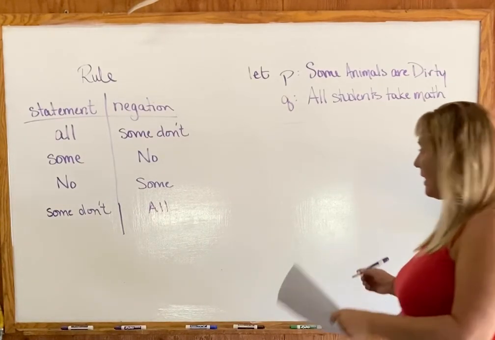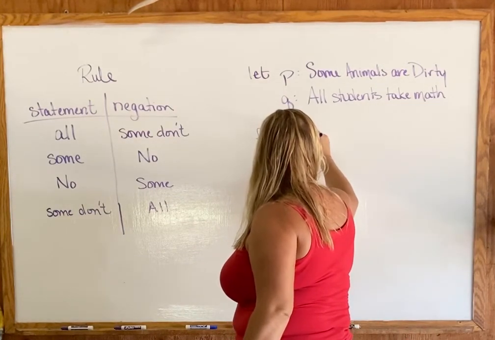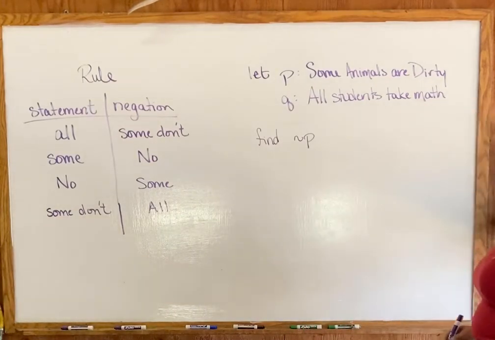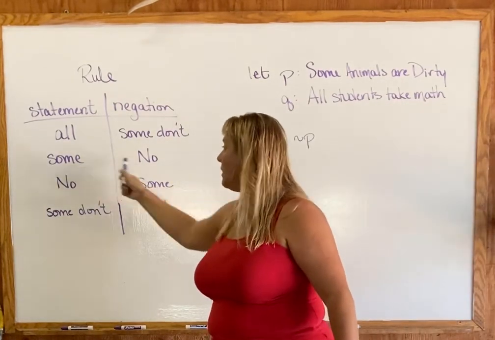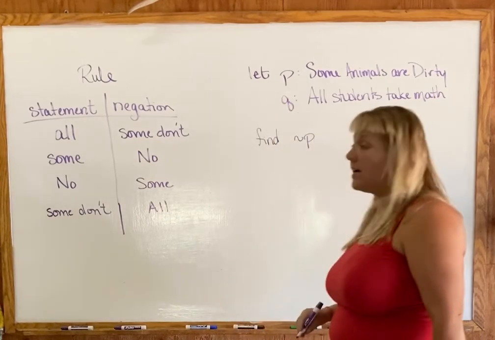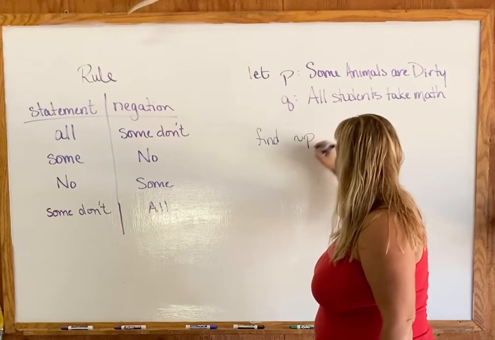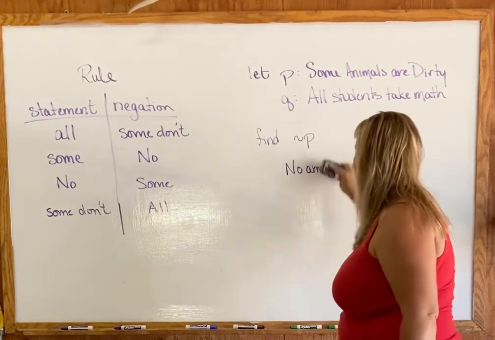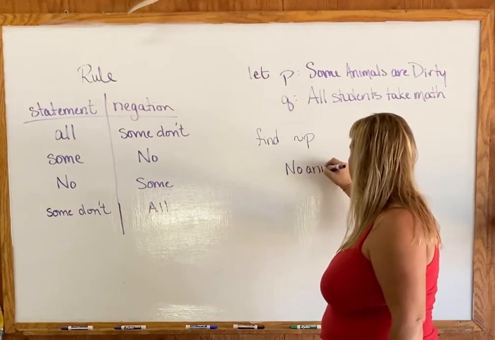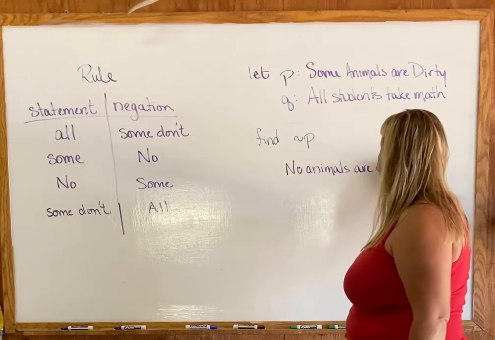So let's say that I want to find not P. If P was some animals are dirty and I want not P, the negation, we come over here and we notice that the negation is going to be the word no. So we're going to replace the word some with no: no animals are dirty.